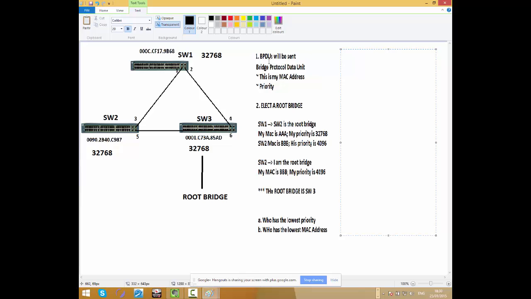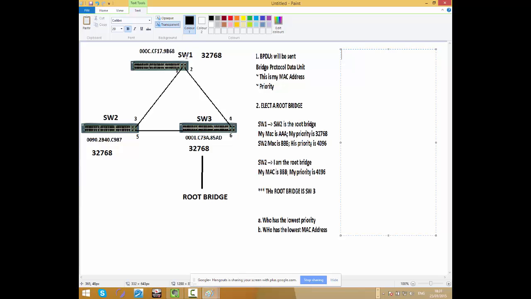So we said number one is that they'll send BPDUs to one another. The purpose of the BPDU is to elect a root bridge. And what they'll use to elect the root bridge are two values: lowest priority first. If they all have the same priority, then lowest MAC address. So after they do that, they elect the root bridge. Now we know what the root bridge is. So then the next thing is, the root bridge won't be blocking anything. All its ports are in forwarding. So it's not going to be blocking anything.